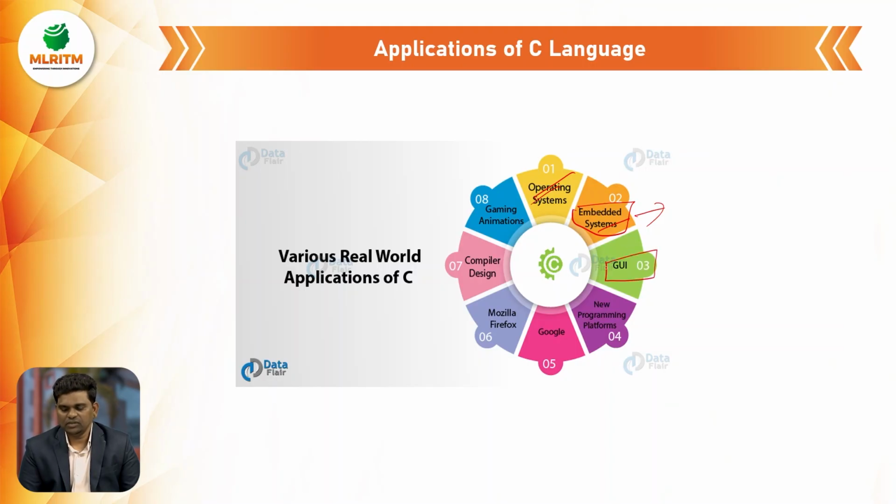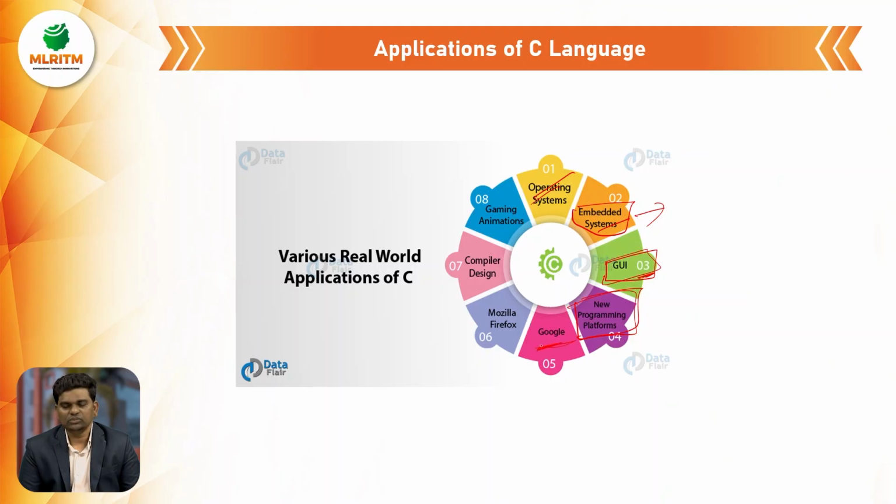Another real-world application is GUI, which stands for graphical user interfaces. Nowadays there are a lot of technologies including GUI, and in the background C language plays a major role. The next one is new programming platforms. Modern programming languages like C++, Java or Python acquire their features from the C language. So the origin of these languages is C language only, and it is also one of the applications.